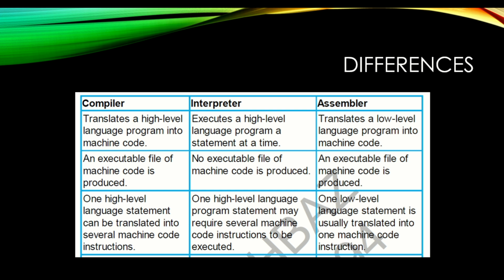One high-level language statement can be translated into several machine code instructions using a compiler. With an interpreter, one high-level language program statement may require several machine code instructions to be executed. With an assembler, one low-level language statement is usually translated into one machine code instruction.